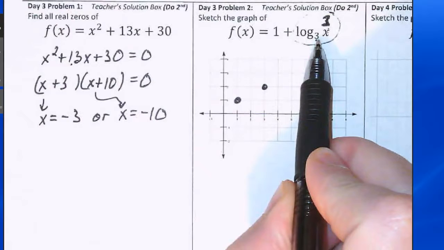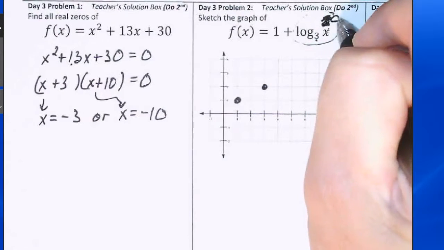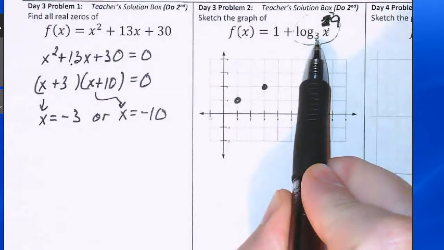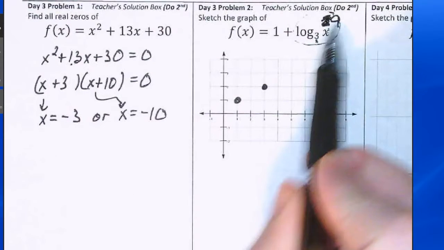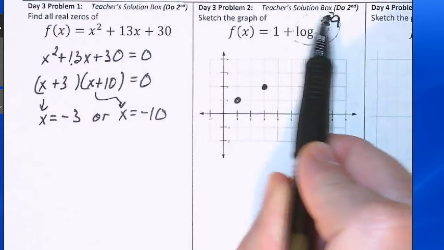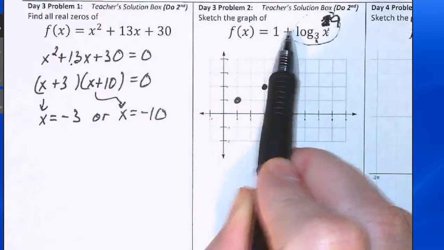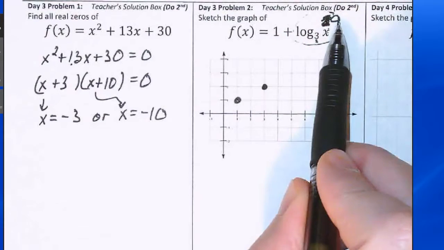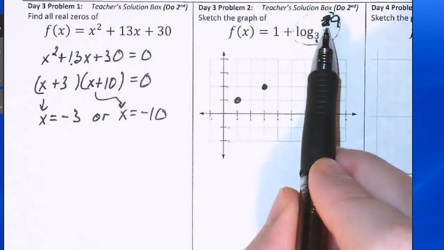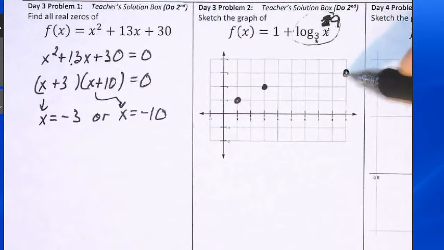When the base is 3, another good number to use for x is 9. 3 to what power makes 9? Well, 3 to the second power is 9. So this log part turns out to be a 2. And then when you add 1 to it, you get 3. So when x is 9, the function value is 3. (9, 3) is on the graph.